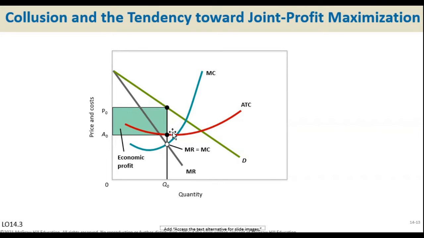And one thing to point out here is also that collusion is more likely to happen when the oligopoly produces a standardized good or service.